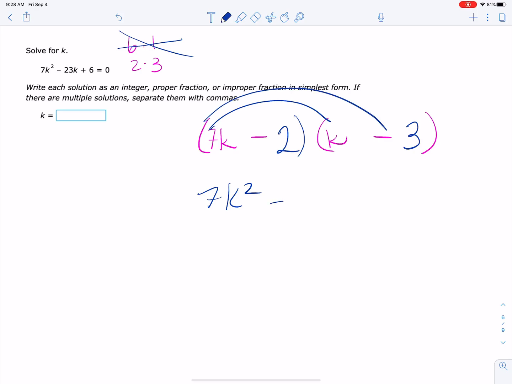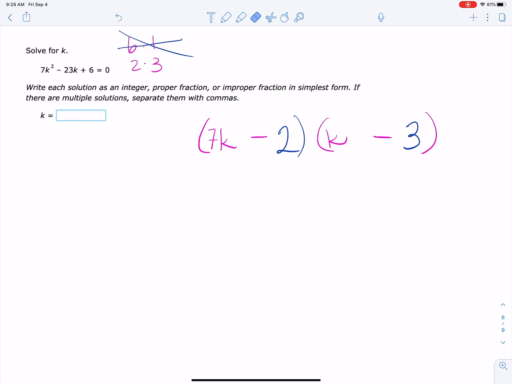7k squared minus 21k minus 2k. 21 and negative 2 is a negative 23. Hooray! We got it. We factored it. It only took me 3 tries. You just got to be patient.